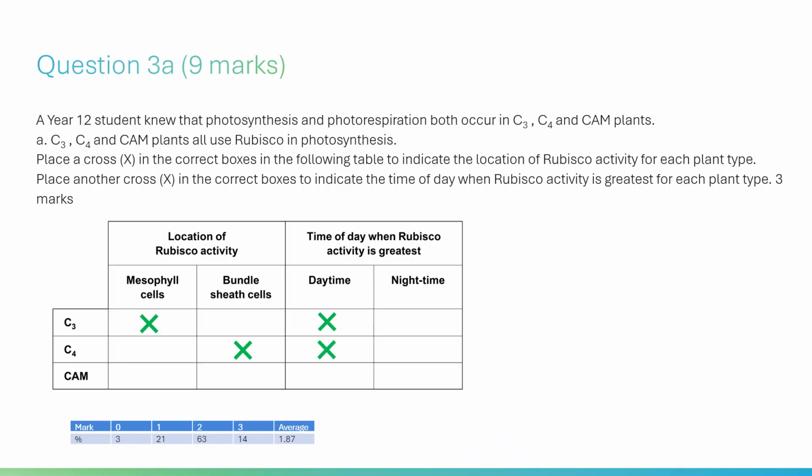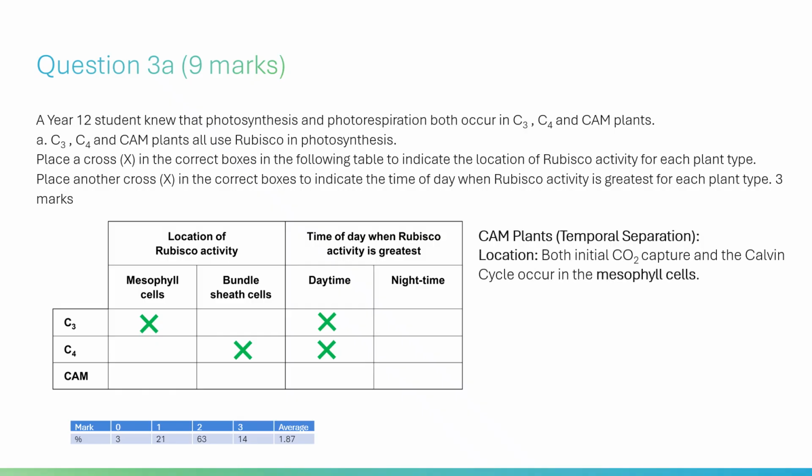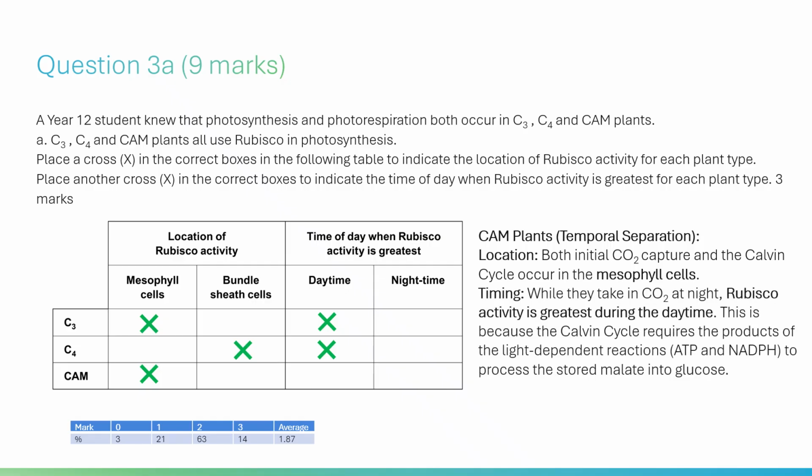CAM plants, temporal separation location. Both initial CO2 capture and the Calvin cycle occur in the mesophyll cells. Timing: while they take in CO2 at night, Rubisco activity is greatest during the daytime. This is because the Calvin cycle requires the products of the light-dependent reactions, ATP and NADPH, to process the stored malate into glucose.